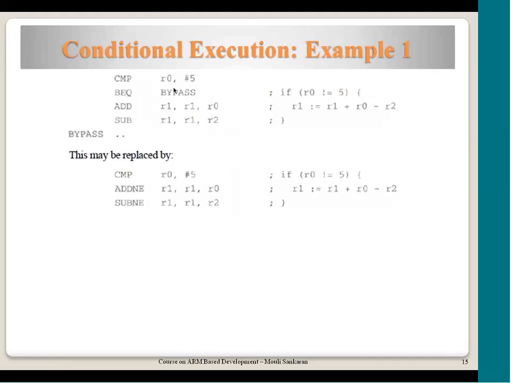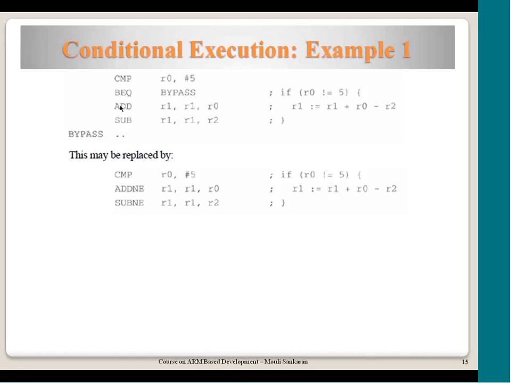Compare means it compares these two values, the content of R0 with a constant 5 which is coming along with the instruction, and if it is the same, I told you that the compare instruction will always impact the CPSR. So if it is the same, it would have set the zero flag. Now branch on EQ, I told you EQ means zero is set. So branch only when the zero flag is set. So if these two values are the same, you jump to bypass. You jump means not you or me, but the processor will jump to the bypass.